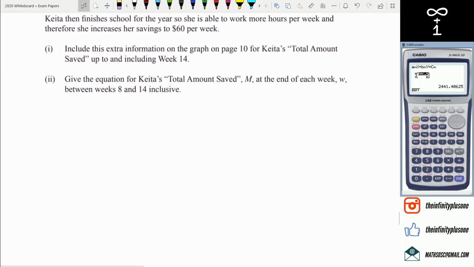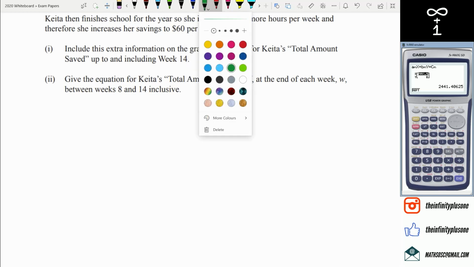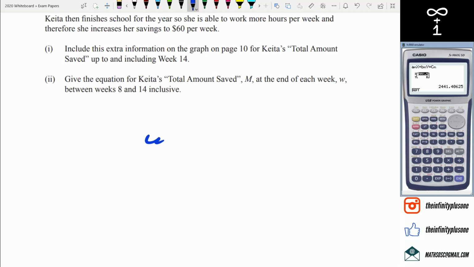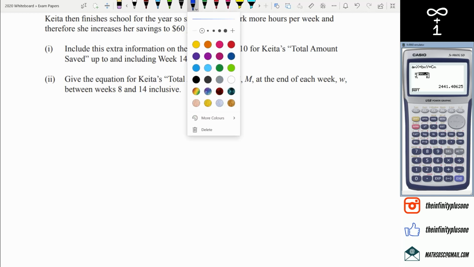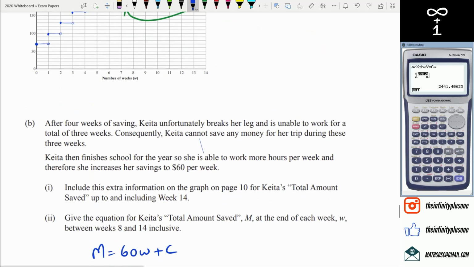Part 2 actually asks for the equations of the amount of money saved between 8 and 14. So for that one, what I'm going to do is, I straight away know that, so what's happening here? I've lost my pen. Sorry guys, give me 1 second. So what we have is, we already know that she's saving $60 per week, all right? So we can actually say that M equals 60W plus C, because we know she's saving 60 per week.